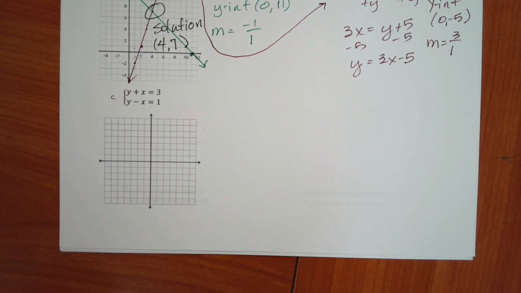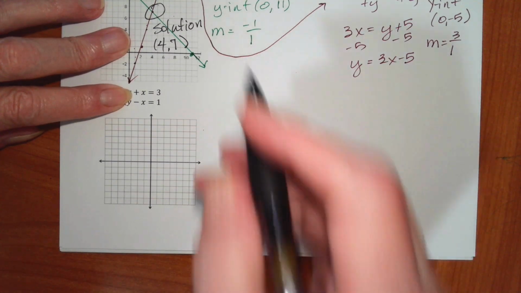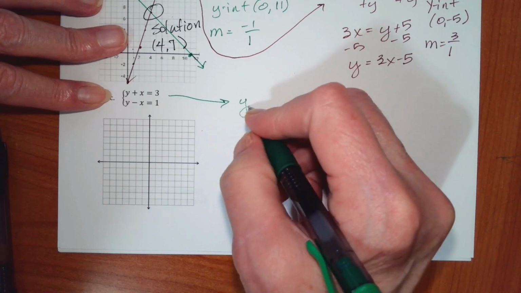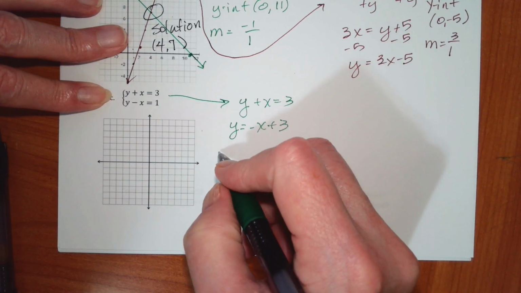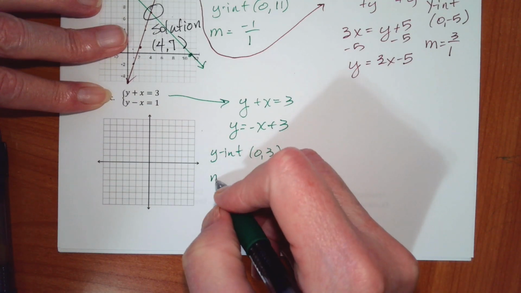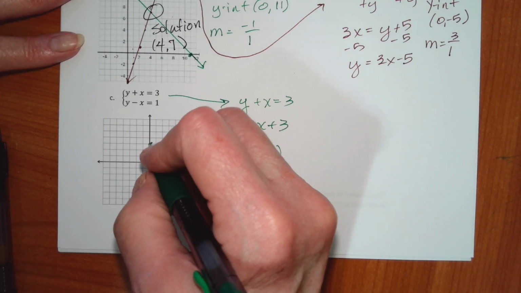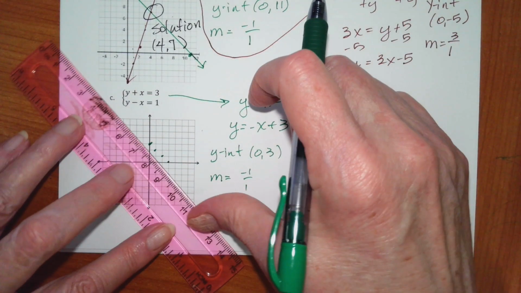All right, again, for me, it's easier if I just do it using slope-intercept form, but it's easy to do with the intercepts as well. But what I'll do is I'll take this equation and y plus x equals 3, so y equals negative x plus 3. That means my y-intercept is 0, 3, and my slope is negative 1 over 1. So 0, 1, 2, 3, down 1 over 1. I'm going to do it several places since they're so close together.